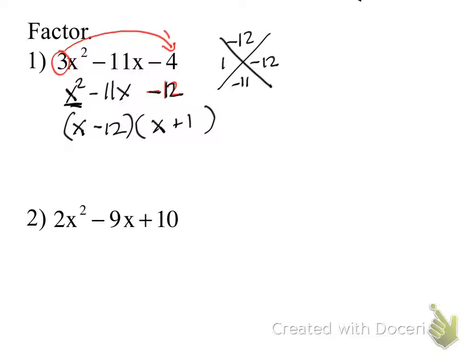I multiplied by 3 here. So now, by 3, I have to divide our constant term by 3. The first one's going to be what? x minus 4. And the second is 3x plus 1. Okay. And I want you guys to double check it. Okay, questions?